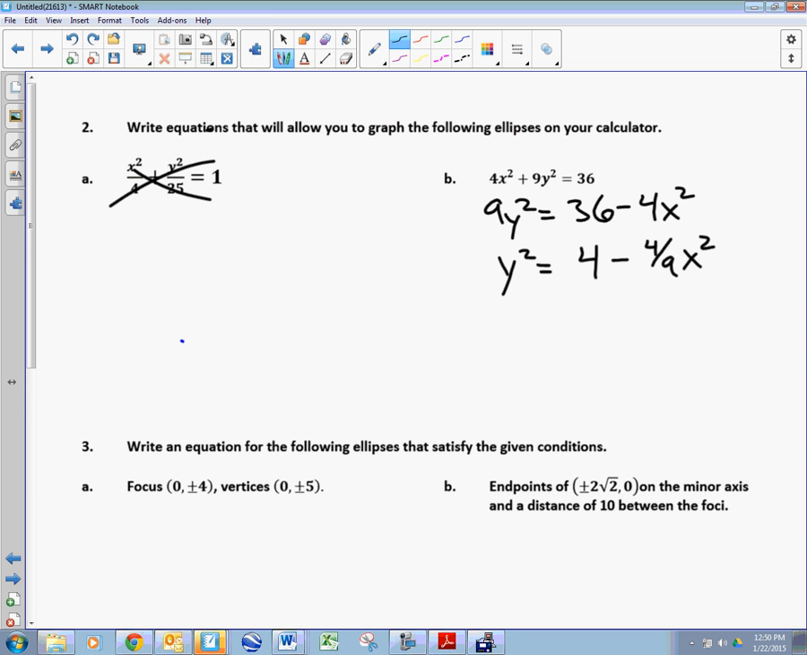Now what do I do? Take the square root. And if you take the square root of a number, we're asking for the positive value. But if you're taking the square root of an expression, you need to list positive and negative. So we got plus or minus the square root of 4 minus 4 over 9 x squared. No, you can't take the square root of 4 and 9 because you got the subtraction sign in the middle. It doesn't work like that.